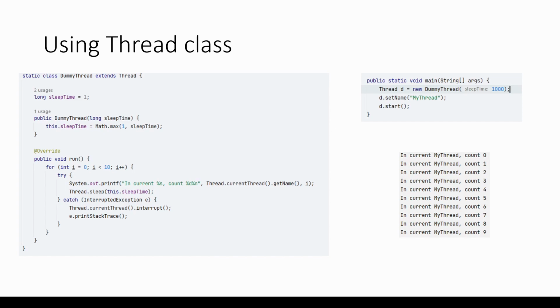Here you can see the implementation of the run method. I am looping from 0 to 10, and in each iteration I am printing the current thread name and the count, and then this thread will sleep for the sleep time value, like here it is 1000. You can see the output of the start method. First it will print the current thread name, my thread, and count 0. Then it will wait for 1 second, and then it will print count 1 till 9, because the loop will go for less than 10.